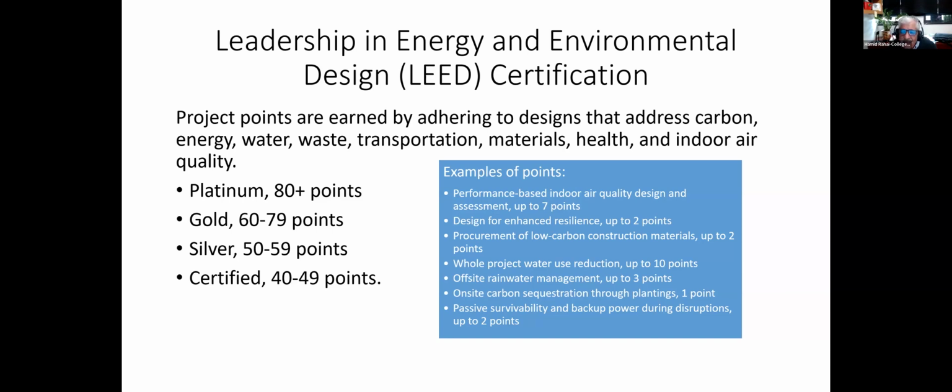Offsite rainwater management, up to 3 points. On-site carbon sequestration through planting, 1 point. I mentioned in our previous webinar that you can use trees for carbon sequestration. And by the way, maple trees are the ones with the highest level of carbon sequestration. So if you have maple trees around your buildings, you demonstrate that as part of your design, you get points for that.